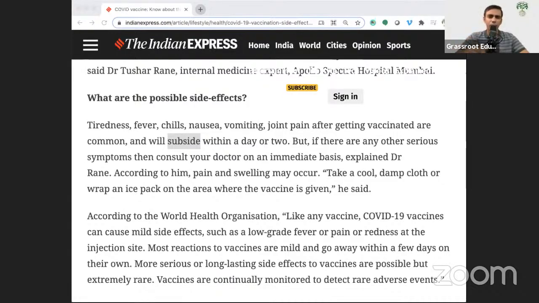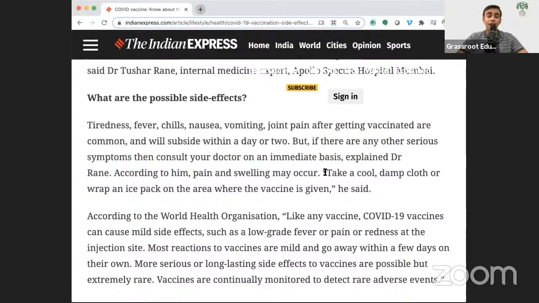Will subside. You can get all these, but they will subside within a day or two. Good. It will reduce. Okay. It will not go away completely. It will reduce to a large extent, subside. Okay. But if there are any serious symptoms, then consult your doctor on an immediate basis, explained Dr. Rani. Okay. According to him, pain and swelling may occur.